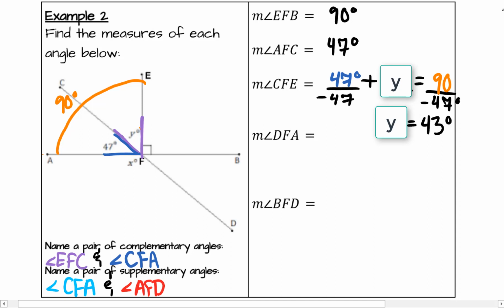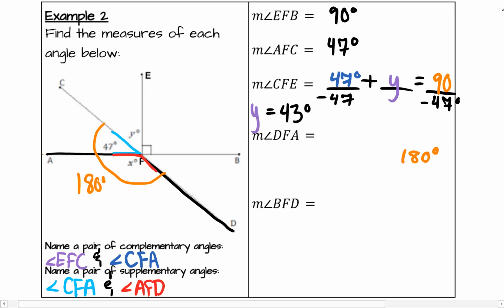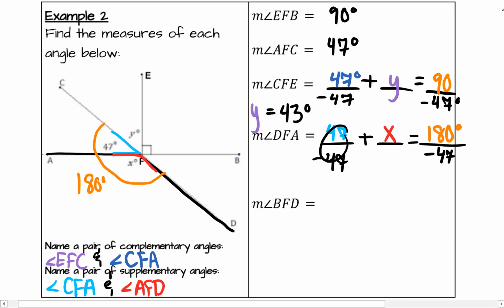Our next angle is DFA, the one labeled X degrees. If you remember, angle CFA was supplementary to angle AFD. Supplementary angles have a whole of 180 degrees. So part plus part equals whole. To solve for X, we will subtract 47 on both sides. So X is equal to 133.